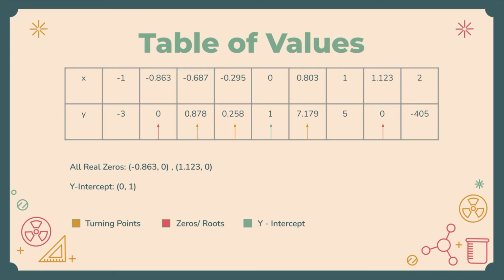My polynomial's two zeros are negative 0.863, 0, and 1.123, 0. And its y-intercept is 0, 1. Throughout this presentation, I'll be using three specific colors to identify three different types of points. I'll be using orange to represent the turning points, pink to represent the zeros, and green to represent the y-intercept.